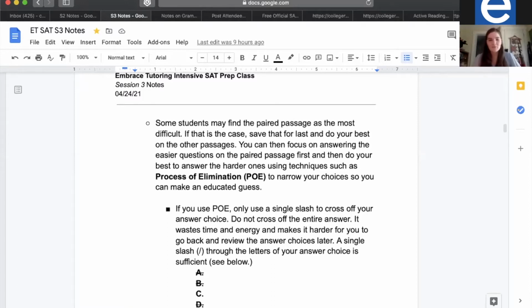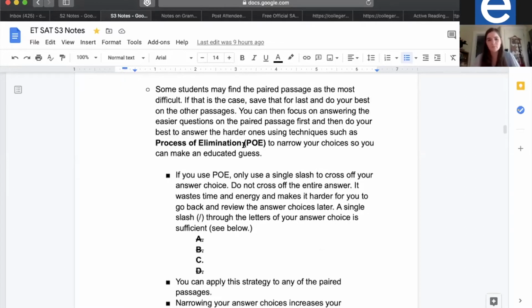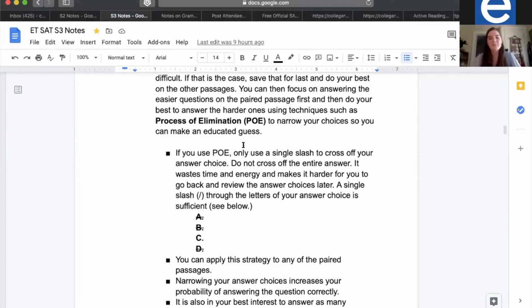Okay, so here we go. You can focus on answering the easier questions on the paired passages if they're a struggle for you, and then do your best to answer the harder ones using techniques like process of elimination, which I think all of you are familiar with from general schooling. Process of elimination essentially helps you narrow your choices so you can make an educated guess.